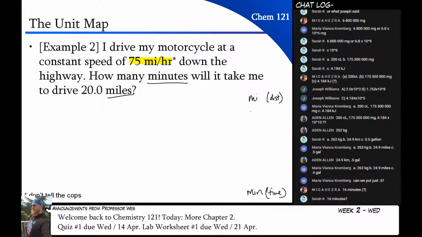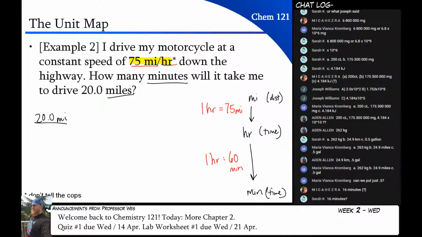So if I know the number of miles I travel, I also know the number of hours I travel, which is a time. And if I know the number of hours there are, I know the number of minutes, because I just times it by 60, right? So let's write the relationships here. So for every hour that goes by, we travel 75 miles. That's what this is saying, right? And for every hour that goes by, 60 minutes pass. So now I have the relationships that I need to solve the problem.